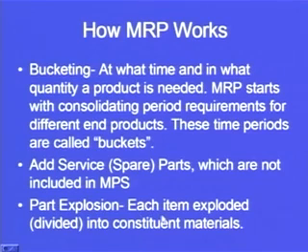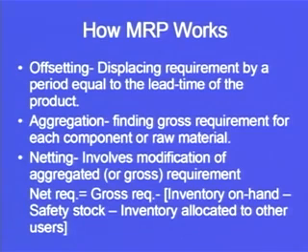Part explosion: each item is exploded, divided into constituent materials. Now from the MPS we know 100 has to be produced. This 100 will be exploded into its subcomponents. Offsetting: displacing requirements by a period equal to the lead time of the product. Now we know what a lead time is. The requirement will be seen and understood, so that we know when a particular order should be placed, so that whenever the requirement for that particular component is there to be assembled in the final product, we are ready with that material. That basically is offsetting.